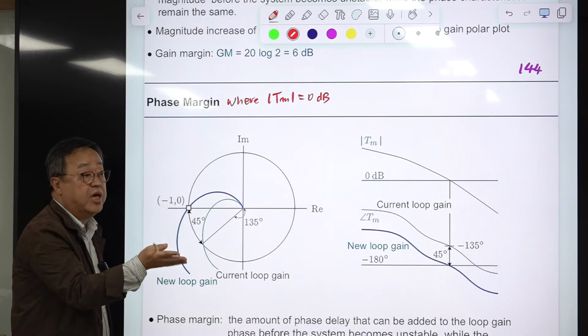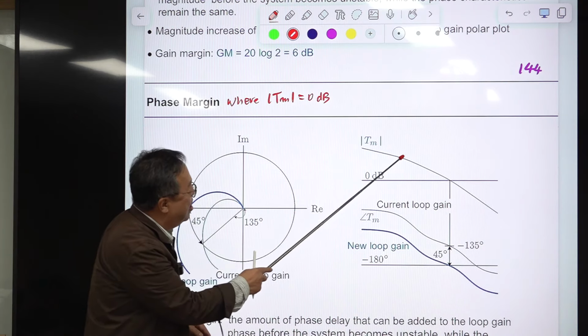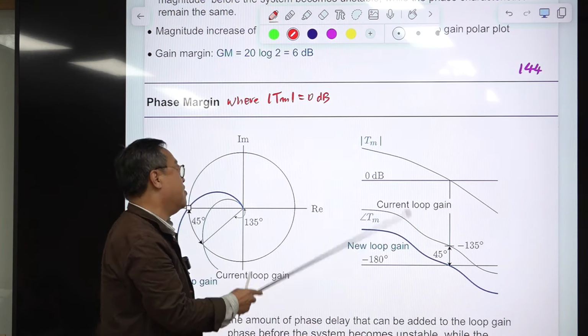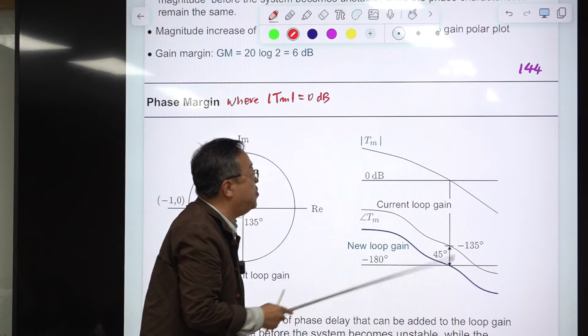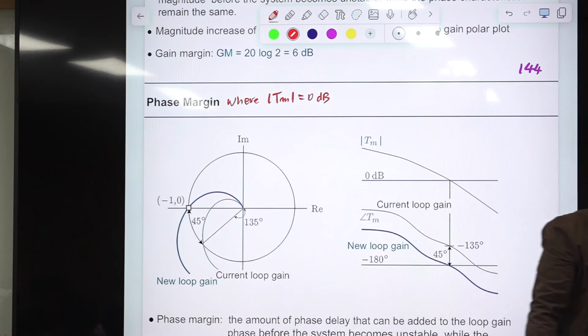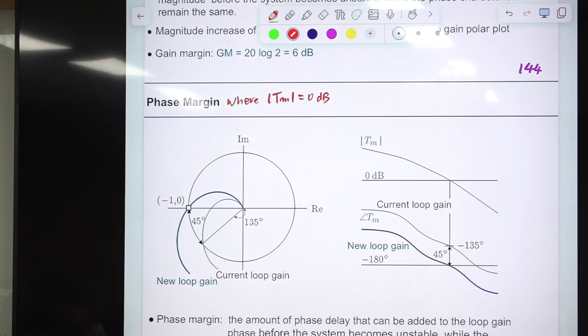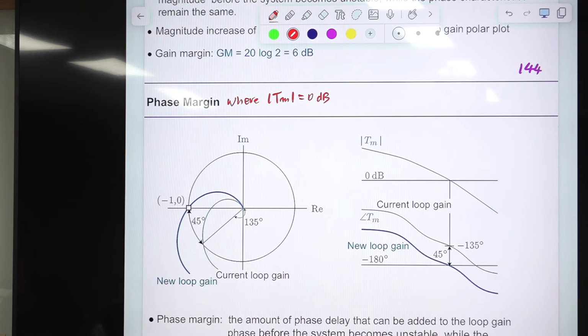If there is no such phase, then any gain increase is okay. Suppose there is no 0 dB crossover, then Tm is always below it, and there is no phase margin. You can add any phase delay without making the system unstable. That is the definition of this. So think about this in solving one problem of your midterm test, but you should think twice, very carefully.